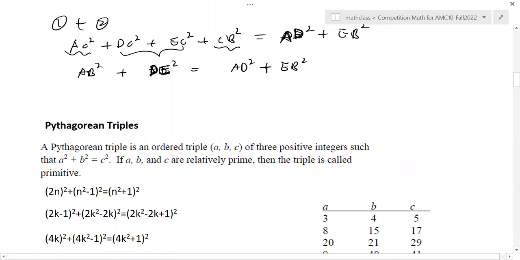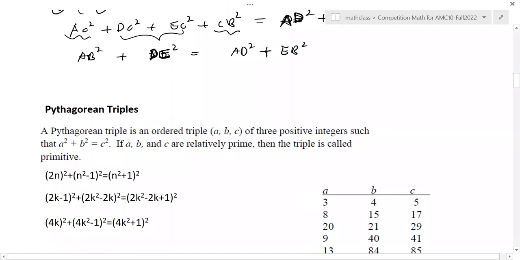Okay. Now, there's an important class of right triangles where all the edge lengths are integers. Those are called the Pythagorean triples. A Pythagorean triple is an ordered triple ABC of three positive integers such that a squared plus b squared equals c squared. And if a, b, c are relatively prime, that means you cannot divide all of them by two or three, the triple is called primitive.